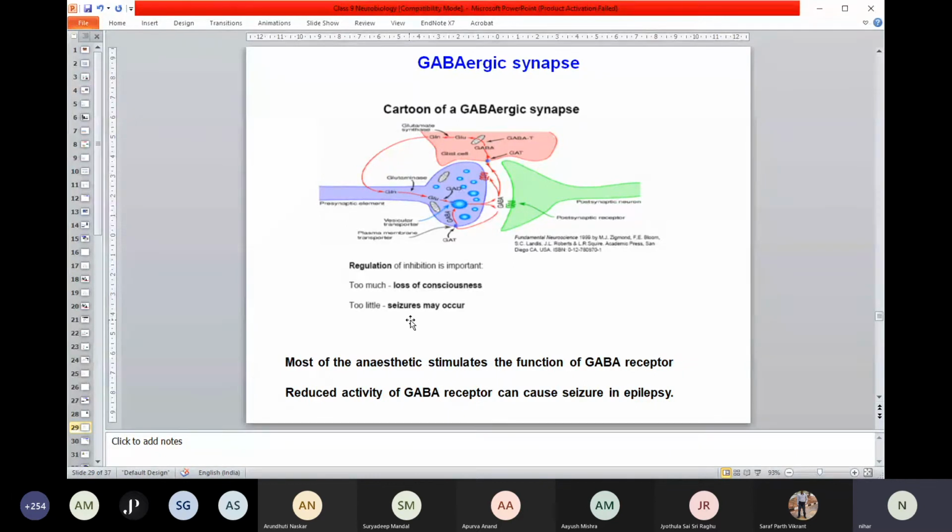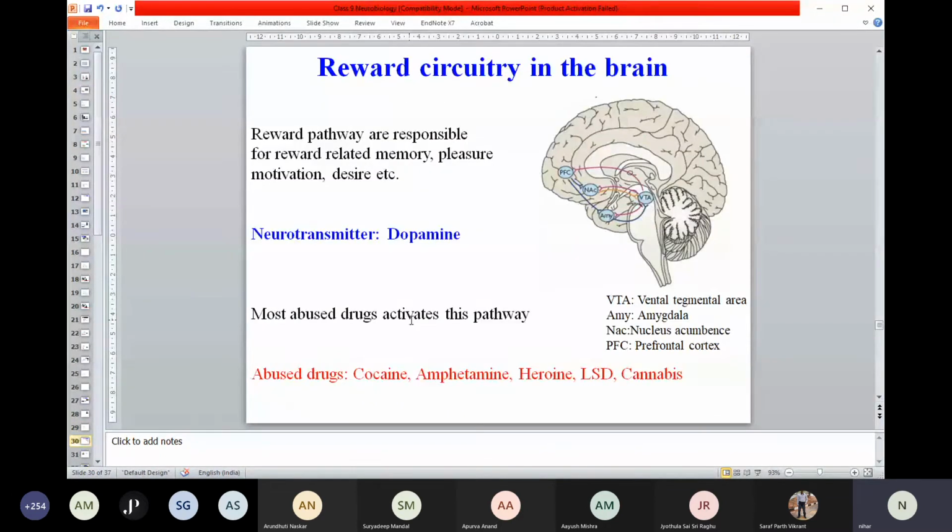So this is our GABA circuitry, and this is another interesting aspect, called the reward circuitry in our brain. How should I start? This is interesting in other ways. Just think, many times, as you can see with the red marks here, people use drugs of abuse. Some of the drugs mentioned here are cocaine, amphetamine, heroin, LSD (lysergic acid), and cannabis. Cannabis, I think, is most commonly used in local areas.